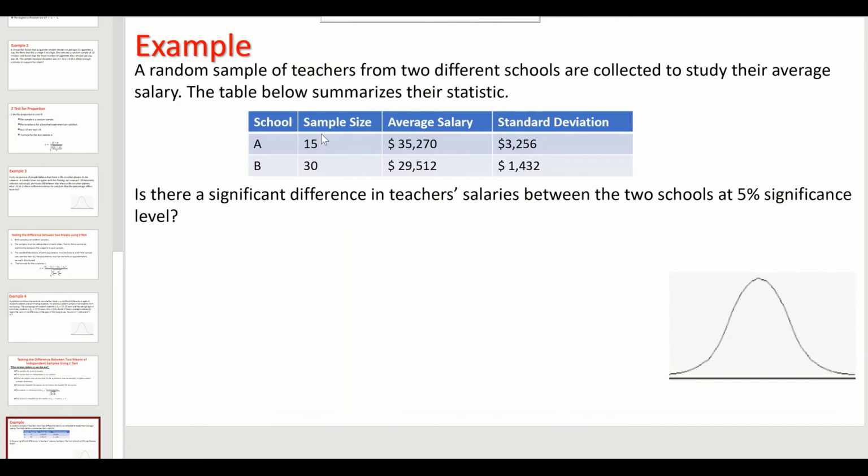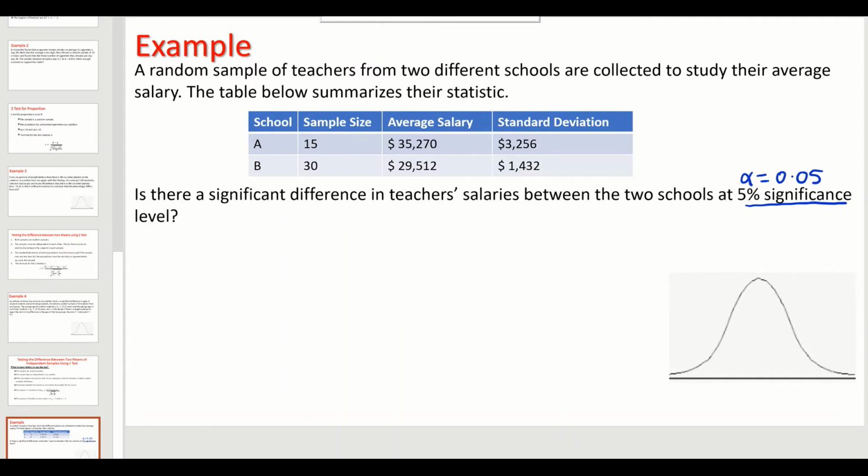So for school A, sample size is 15, average salary is 35,270, standard deviation for sample A is 3,256. For school B, sample size is 30, average teacher salary is 29,512 with a standard deviation of 1,432. Is there a significant difference in teacher salary between two schools at 5% significance level? Okay, that's our question. Here we have 5% significance level. Meaning of that is your alpha value is 0.05.